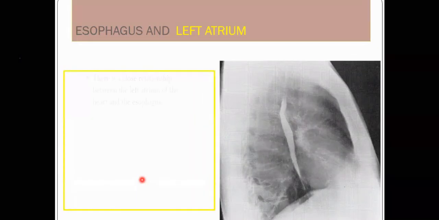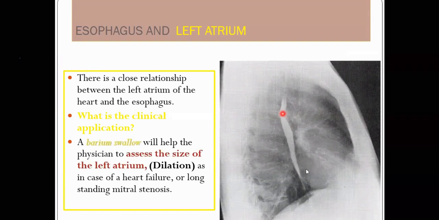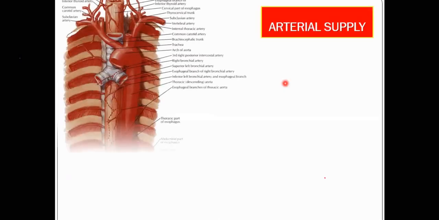This X-ray shows the constrictions. You can see the constrictions. Okay, these are the constrictions of the esophagus. This shows the barium. The radiology lecture will give you detail.